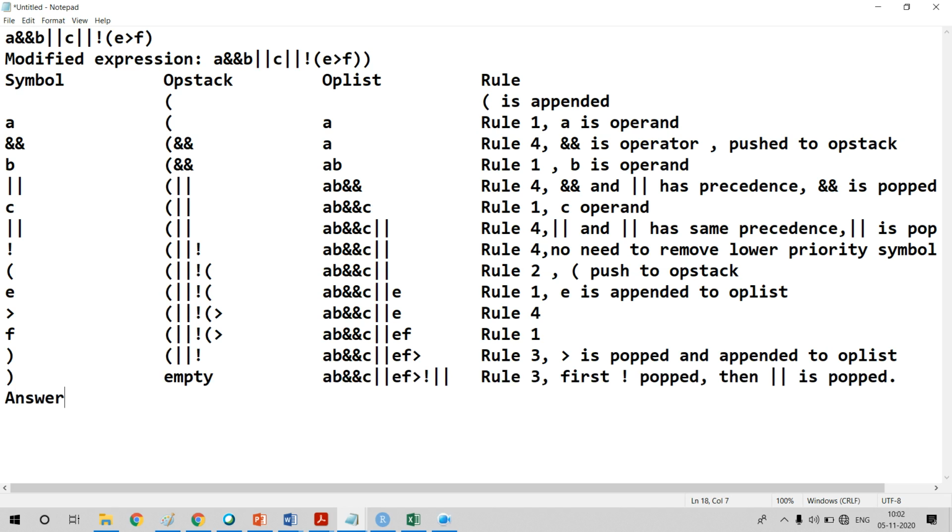So the OP stack becomes empty, no more symbol available. So the final answer is AB ampersand C or EF greater than negation or. So this is the final answer. Just have a look.